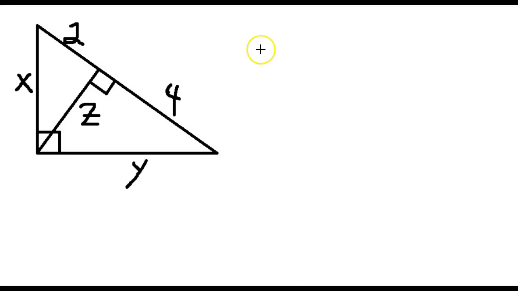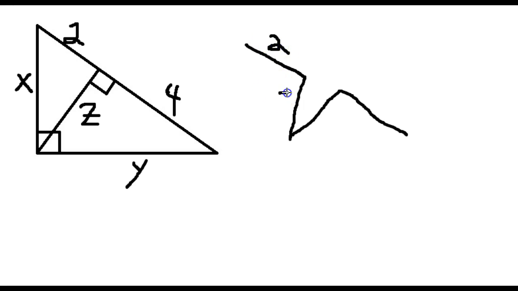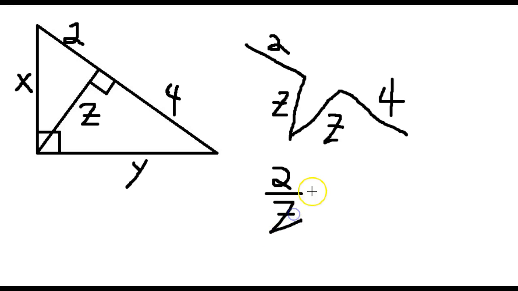Okay, so then we have our first schematic that looks like this. Okay, and that first part is 2. The altitude is z. The altitude again is z. And then the long part of the hypotenuse is 4. That allows us to write the proportion 2 over z is equal to z over 4.